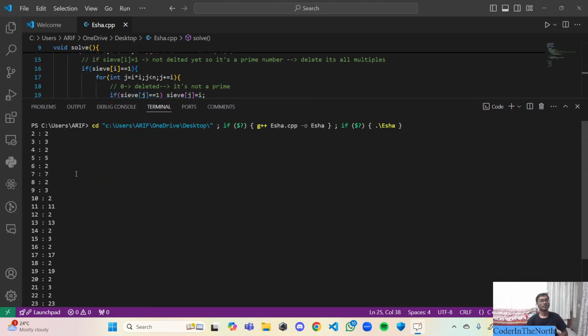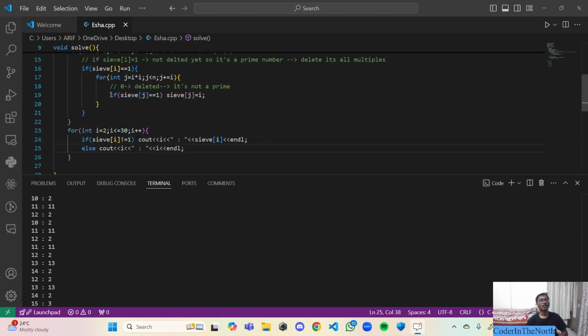Hmm, see, 2's smallest prime factor is 2, 3 is 3, 4 is 2, 5 is 5, 6 is 2. Okay, see, here 3 didn't change 2. Even for 12, 3 didn't change the value, because we are checking whether the sieve of that number has been changed yet. What does it mean? It means whatever number we are iterating now is the smallest prime factor of j.